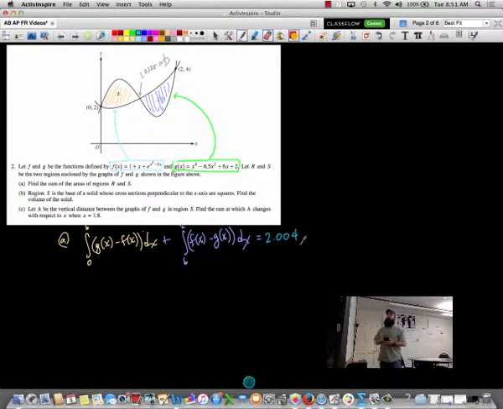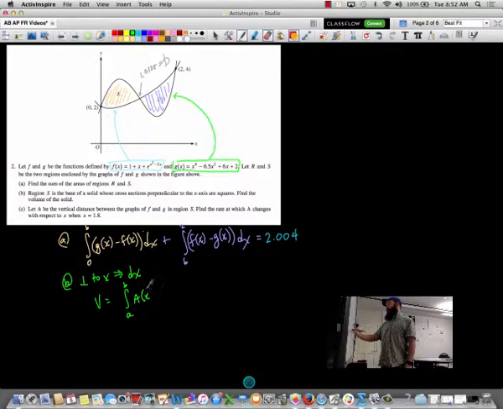Part B says that region S is the base of a solid with cross-sections perpendicular to the x-axis. So this is a slicing method. Whenever we're doing slicing and it says perpendicular to the x-axis, that means it's a dx integral. Whenever you're doing a volume by slicing, the volume is the definite integral from a to b of A of x dx, where A of x is the cross-sectional area in terms of x. If it's perpendicular to the y-axis, it's A of y dy.